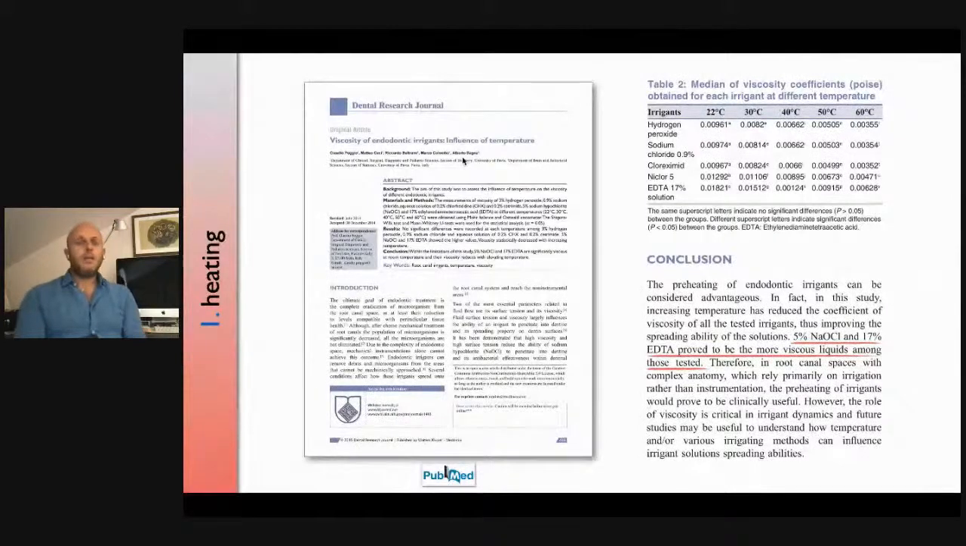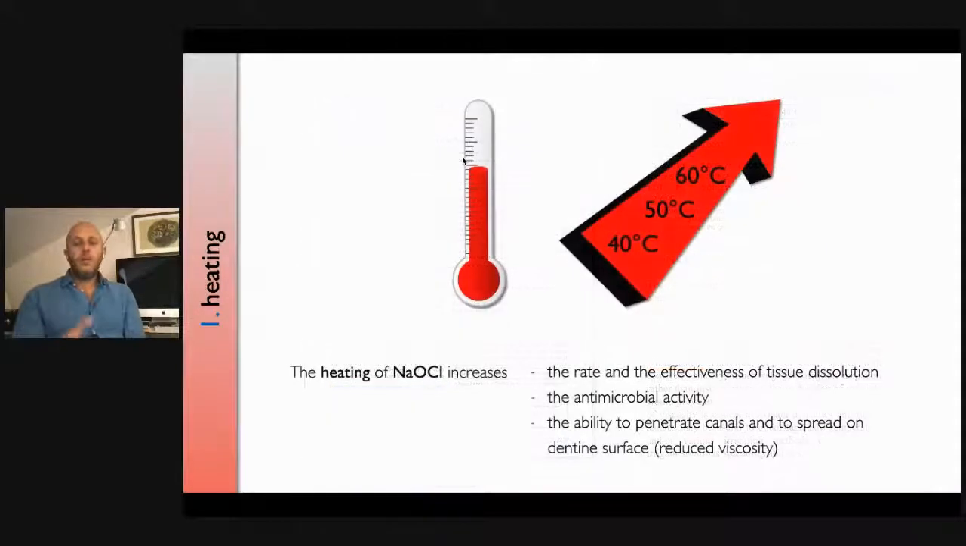And third, this is another research we did in my university with my group, with my staff. If we heat the irrigating solution, we can reduce their viscosity. So irrigating solutions like sodium hypochlorite or EDTA are able to penetrate in the best ways possible the endodontic space, the lateral canals, the dentinal tubules. So if we heat between 40, 50 or 60 degrees the irrigating solution, we can remove and dissolve the pulp in a better way. We can disinfect in a better way the endodontic space, and irrigating solution can penetrate canals and spread along dentinal surface in a better way.